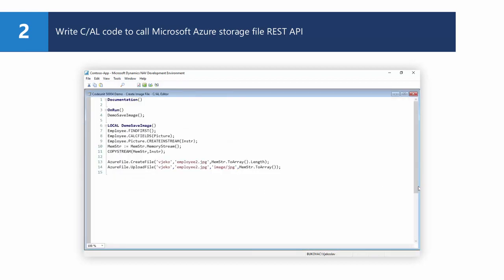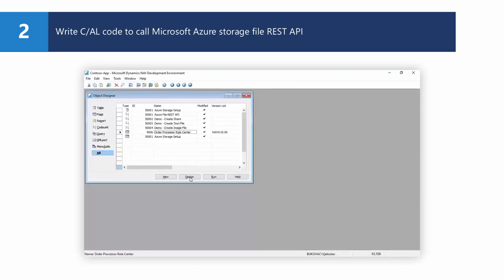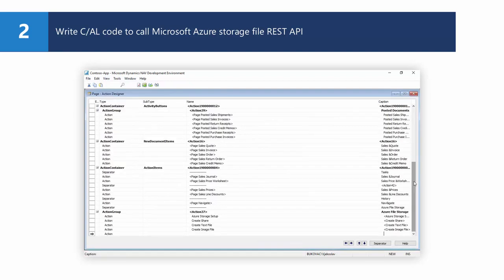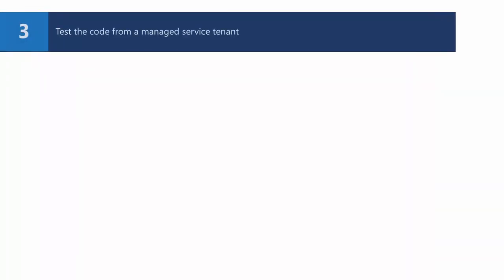The last code unit retrieves the first employee, then retrieves the stream from its picture, then creates a new memory stream and copies the in-stream content into it. Finally, it creates a new JPEG file with the required length and then uploads the content of the memory stream to this file. And last, I have customized the default role center to include the actions to show my setup card and to invoke these 3 code units to test if my functionality works.